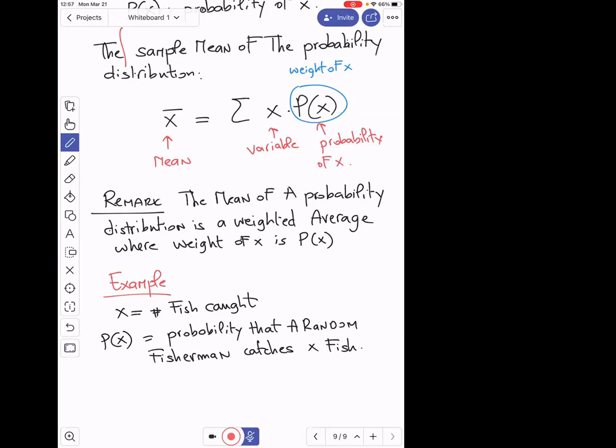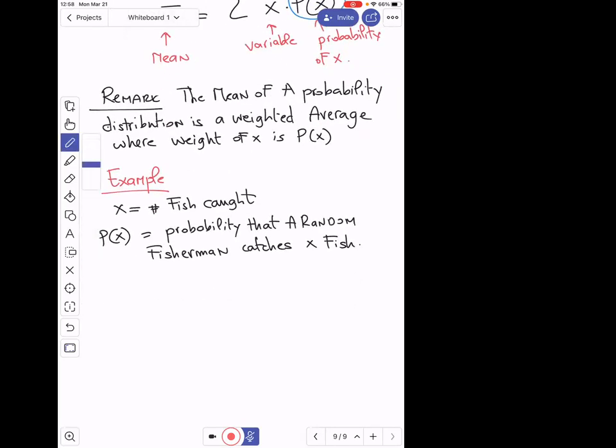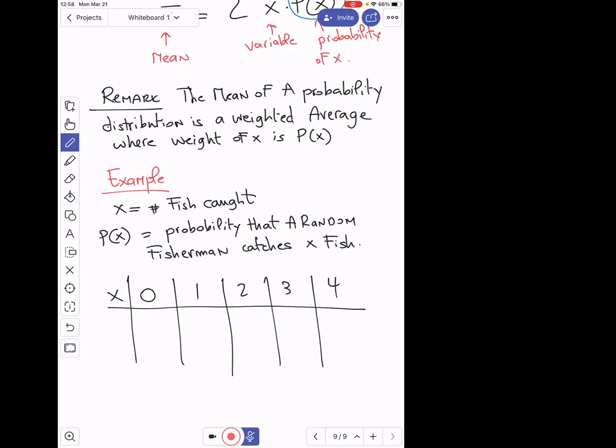Okay, so for example, if X is 2, P of X is the probability that the random fisherman catches 2 fish, etc. So we have this table where X is 0, then 1, then 2, then 3, and then 4. And then we have the probability of X: for 0, we got 44%. For 1, we got 36%. For 2, that's 15%. When X is 3, I think we got 4%. And when X is 4, we got 1%, right?